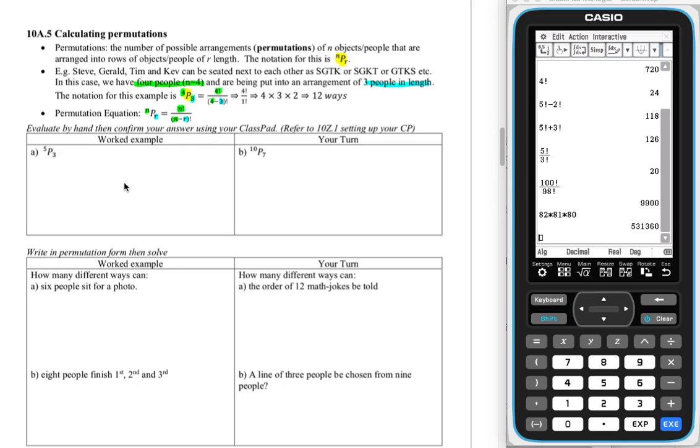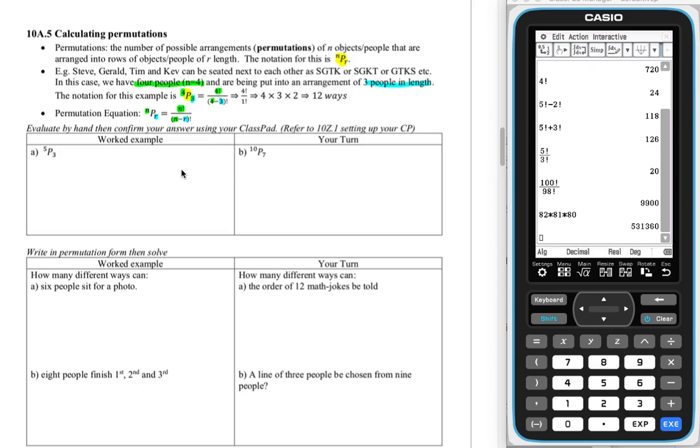If we evaluate this, we can see that it becomes 4 factorial over (4 take 3) factorial. So we're using our BIMDAS as we normally would. 4 take 3 is 1, and then we don't need the brackets anymore, so it's just 1 factorial. Now we know this is the same as saying 4 times 3 times 2, which is 12 ways of this occurring. So Steve, Gerald, Tim and Kev can be arranged in 12 different ways.